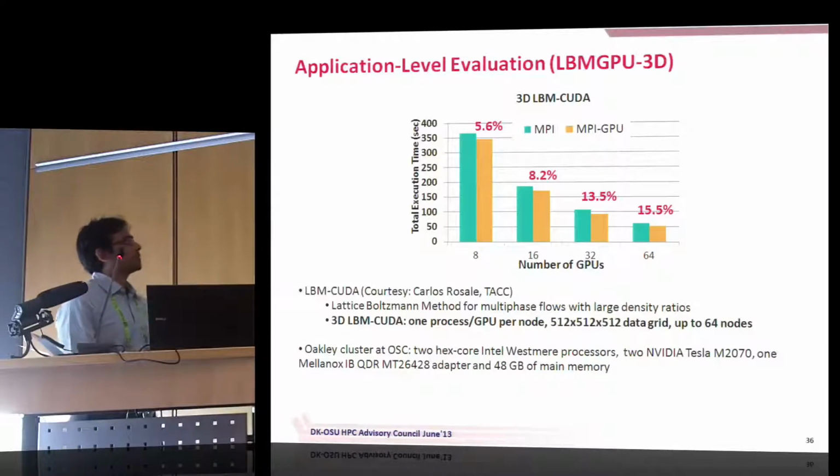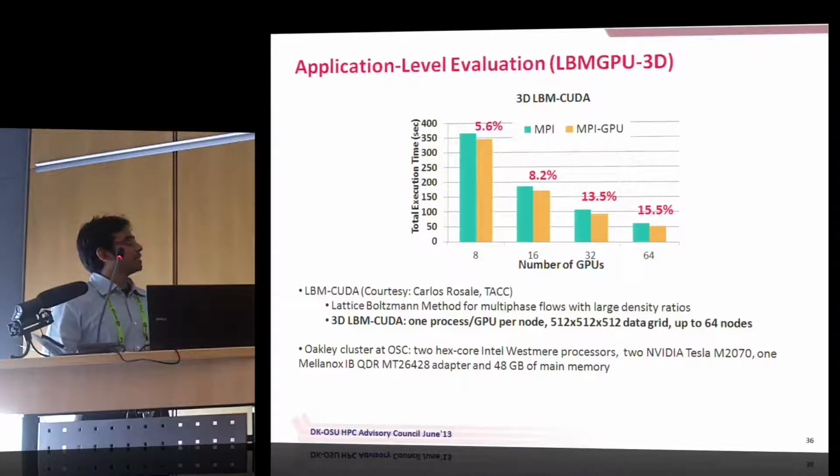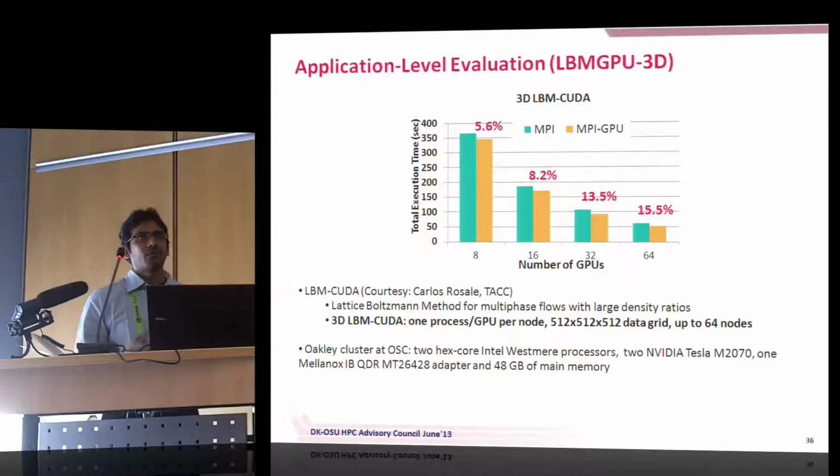So this is some evaluation that we have done with the extended lattice Boltzmann model, which includes 3D decomposition of data. And we see that we achieve increasing amount of performance with more GPUs. We achieve up to 15% improvement in overall performance on 64 GPUs.